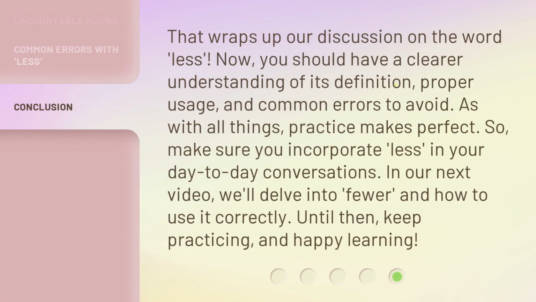That wraps up our discussion on the word less. Now, you should have a clearer understanding of its definition, proper usage, and common errors to avoid. As with all things, practice makes perfect. So, make sure you incorporate less in your day-to-day conversations.